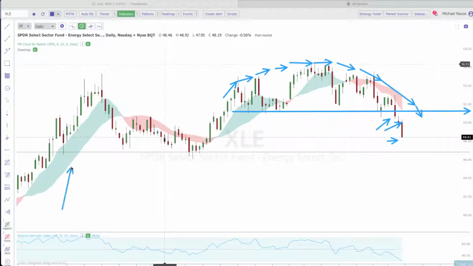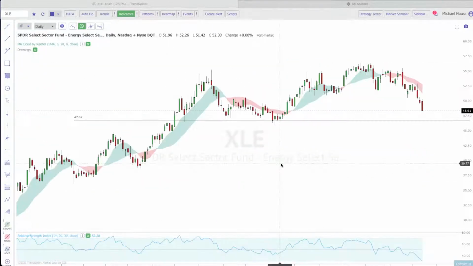Now the question is, this area in through here, is that going to act as support? So do we have one more leg down here before a bounce? And then what happens, right? We never know, but the rounded top worked the way we expected. So let's see if a bounce off support is also going to work as we expected.